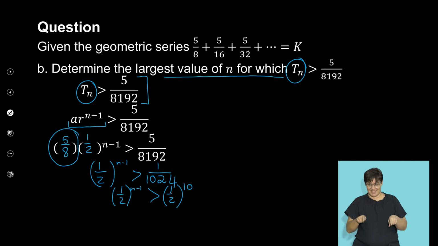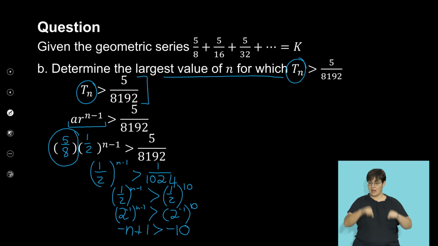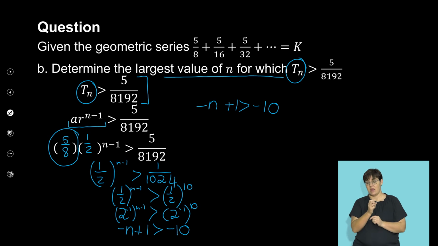is wonderful because I like to be able to get the same bases in exponential equations because then I can drop them. But I have to remember that a half is the same thing as 2 to the power of negative 1. So it's going to be 2 to the power of negative 1, n minus 1, is greater than 2 to the power of negative 1 raised to the power of 10. So essentially, my inequality will say negative n plus 1 is greater than negative 10 because I'm allowed to drop the like bases. Now solving for negative n plus 1 is greater than negative 10, I'm going to take my 1 over to the right-hand side, so it will be negative n is greater than negative 11, but I have to divide by negative 1. So it's going to be when n is less than 11.